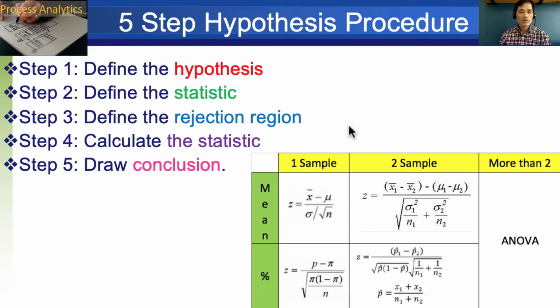And again, here's the formula that we are going to be using for step two, whether it is one sample mean test or two sample mean test, or one sample proportion test or two sample proportion test. We have to look at it. And if it is more than two samples, then it's going to be a more ANOVA test.